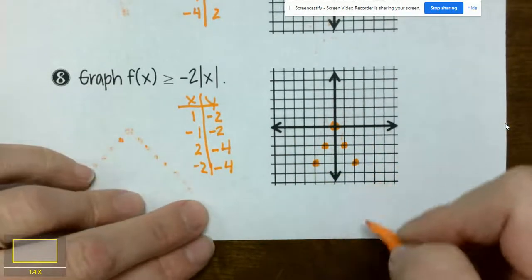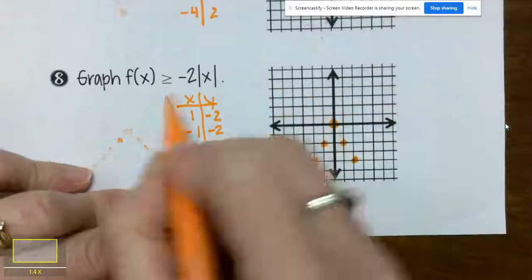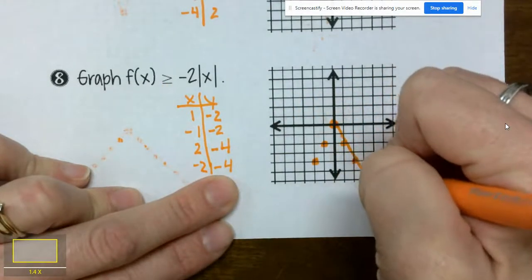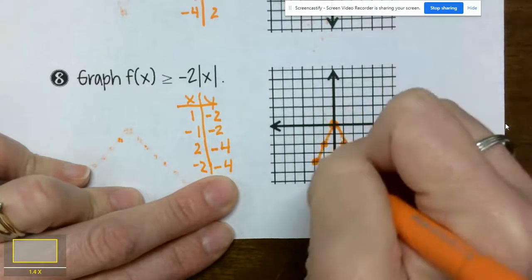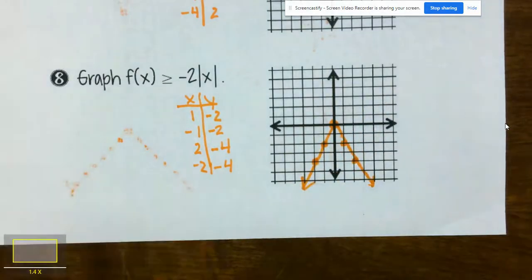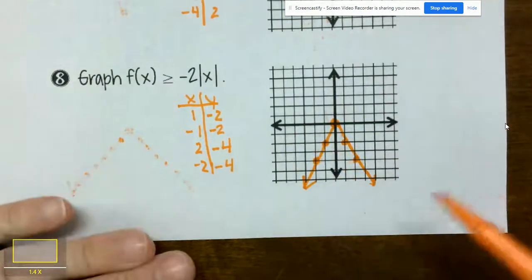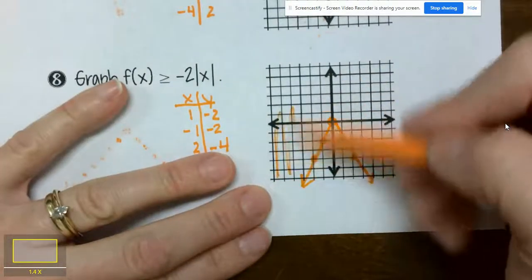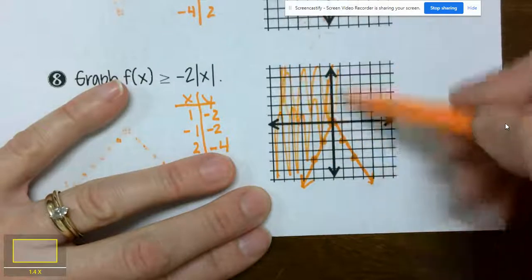So hopefully you can see what this is doing, okay? Now, this is an equal to, so therefore I'm going to have a filled in line this time. Okay? Now it's greater than, so I'm going to shade everywhere above that line. So that means I'm shading everything up here.